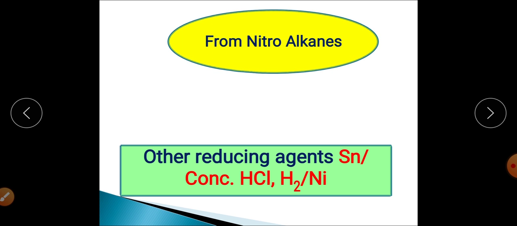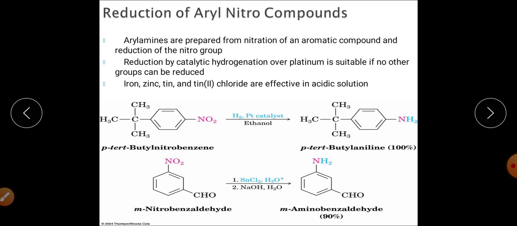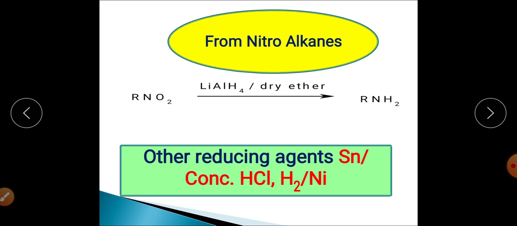Now I am coming to the next reaction, by which we can obtain our primary or secondary amine, which is the reduction of nitro compounds. This reaction can be used for aromatic amines as well as for the synthesis of aliphatic amines.